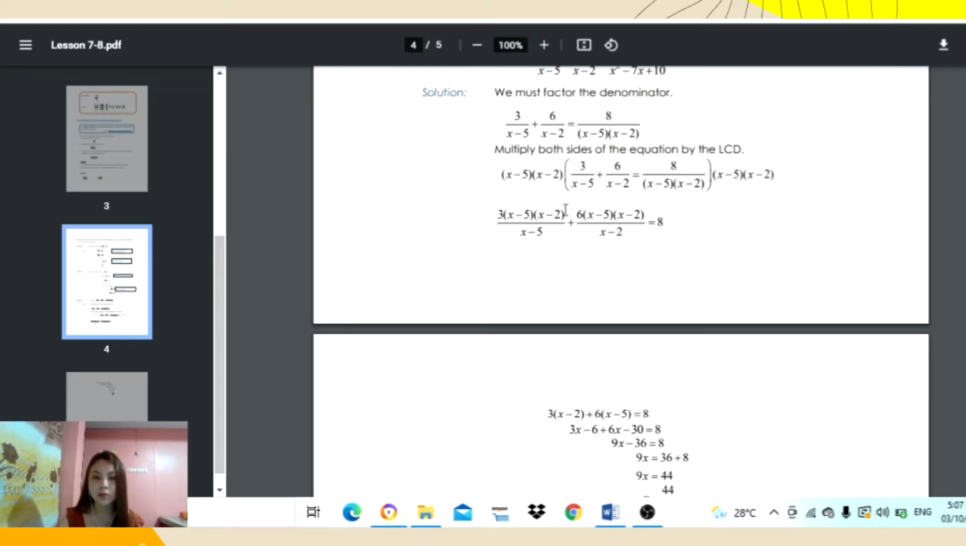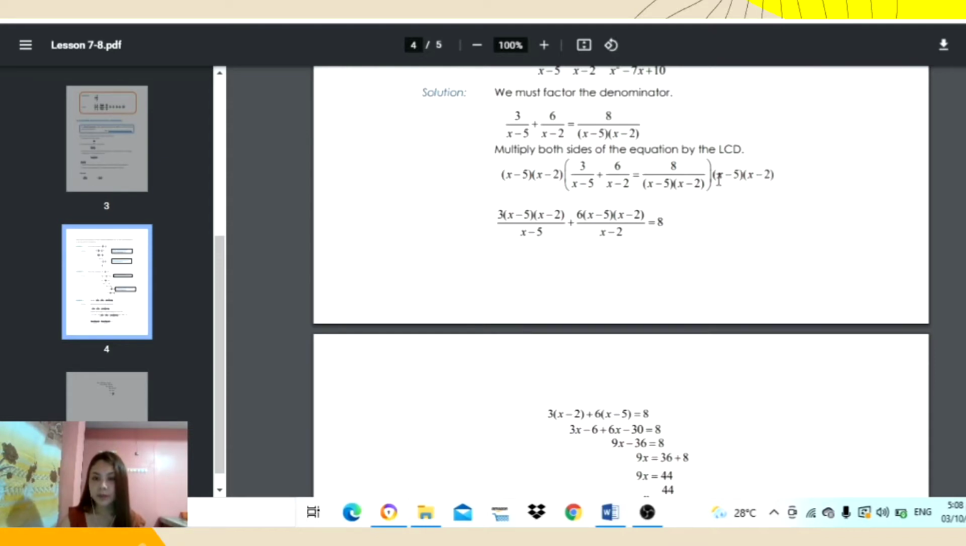We will not multiply everything out; we write it beside the term. So 3 times x minus 5 times the quantity x minus 2 over x minus 5. We just copy the denominator here. And then plus 6 times the quantity x minus 5 and the quantity x minus 2 all over x minus 2, which is our denominator.